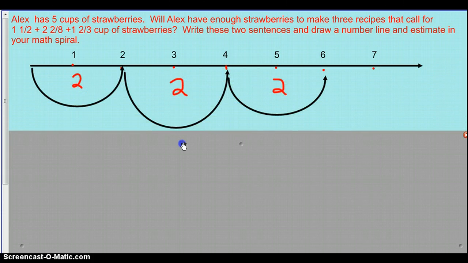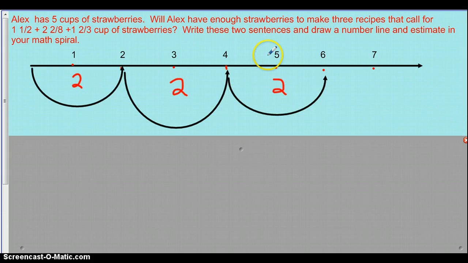So here's what I have for my estimate. 6, because I have 1½ rounds to 2, 2 2/8 rounds to 2, and 1 2/3 rounds to 2. So it would take 6, so he would not have enough with 5 cups of strawberries.